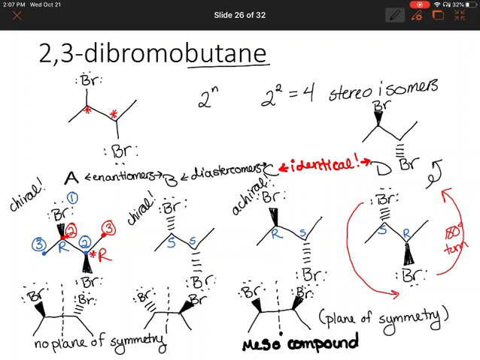So again, if we were to draw a mirror image of molecule C, it would be superimposable on the original molecule. So again, it is achiral. So we can also write for molecule D that that is achiral because it's exactly the same as C, right?